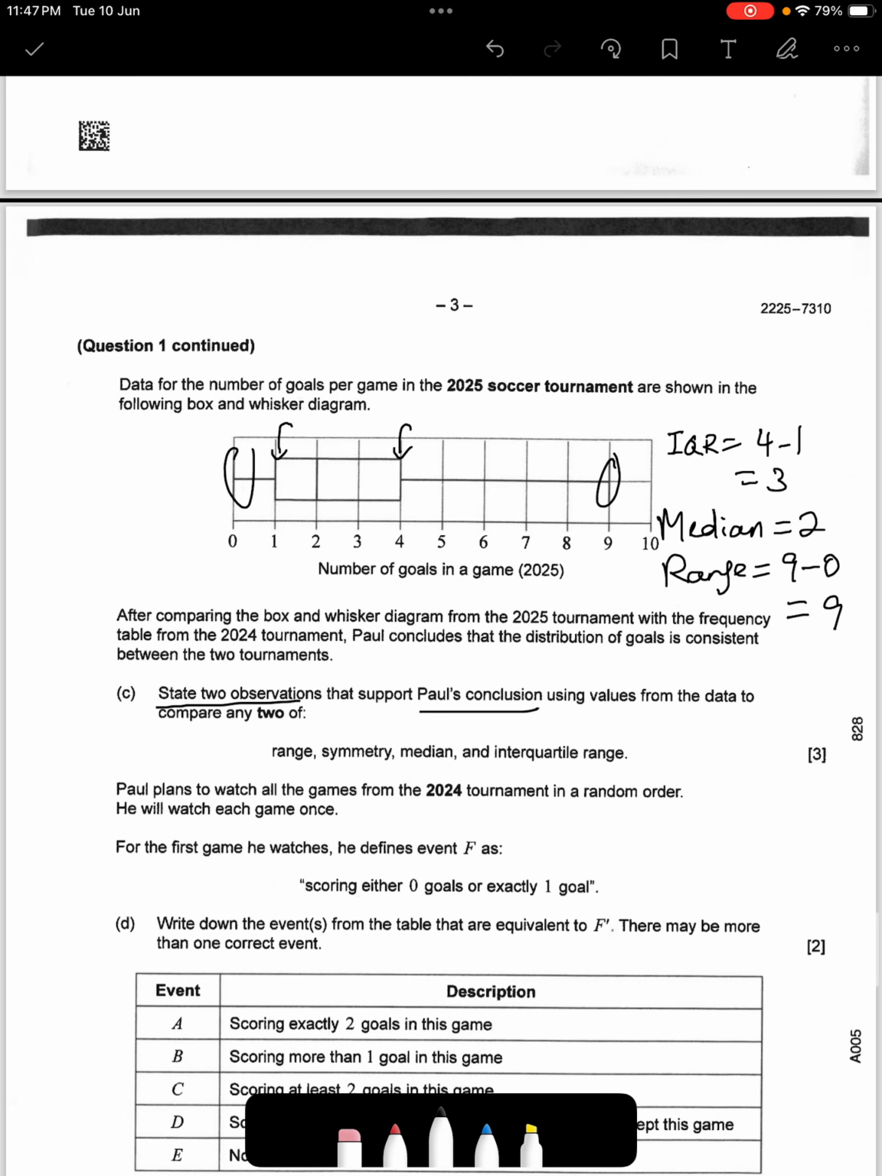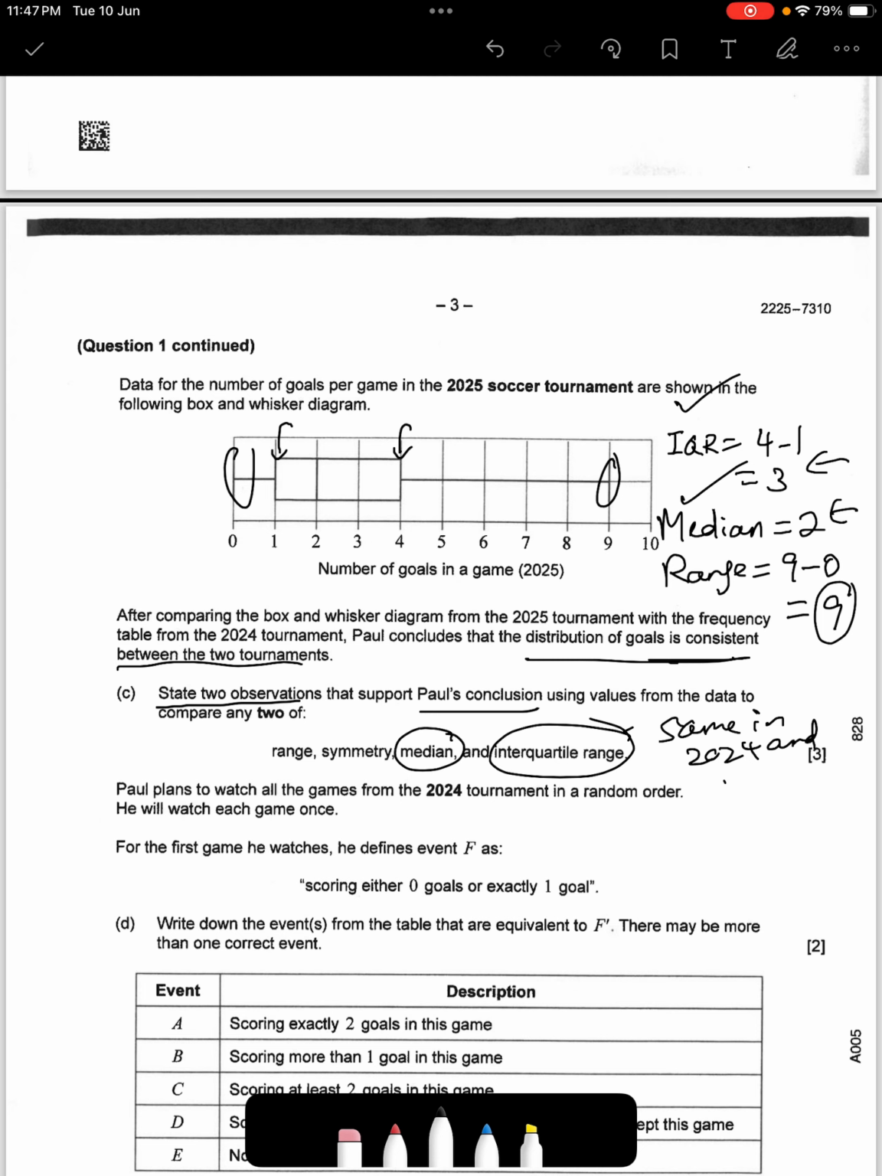And this is not the same as the range of 9, but we know that the interquartile range and the median are the same. So I will probably use the median and the interquartile range because they both have the same values. That shows that Paul's conclusion is correct, because it says that the distribution of goals is consistent between the two tournaments, because the IQR and the median are the same in both 2024 and 2025.